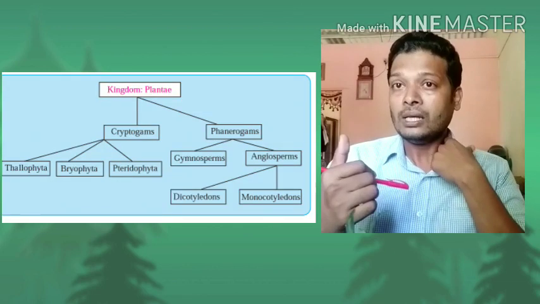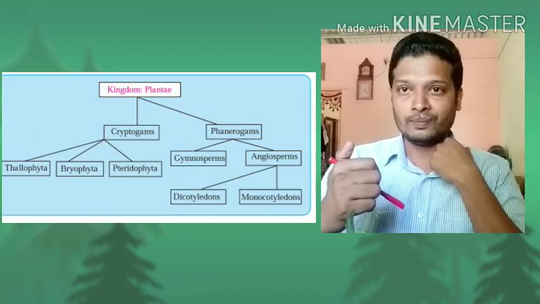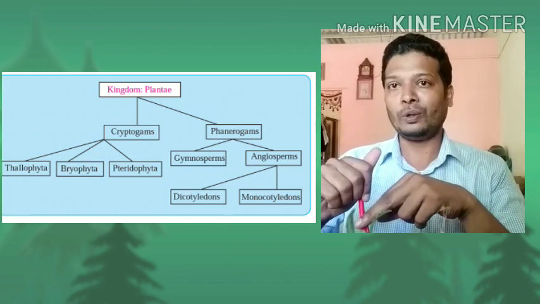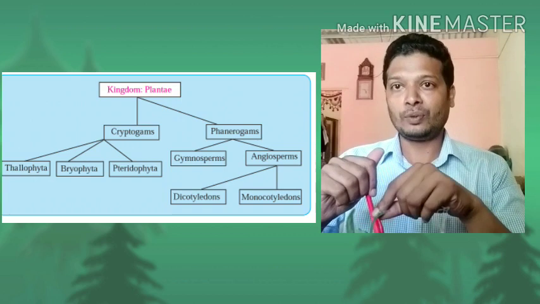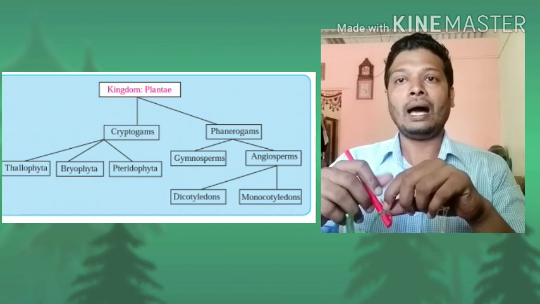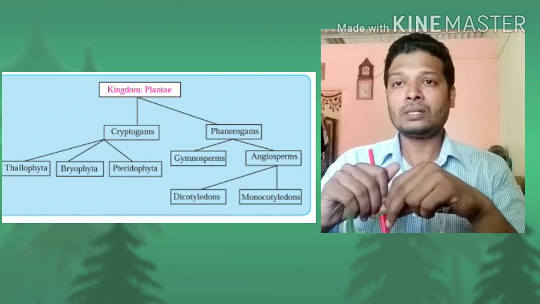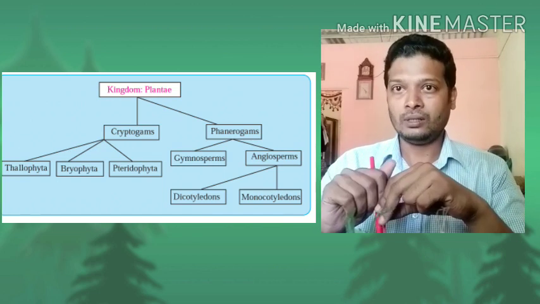This year we are going to study about kingdom Plantae, and next year, that is in standard 10th, we will study entire kingdom Animalia. Now entire kingdom Plantae is again subdivided into 2 subkingdoms, that is subkingdom Cryptogam and subkingdom Phanerogam. In subkingdom Cryptogam, the plants are without flowers, and in Phanerogams the plants bear the flowers.